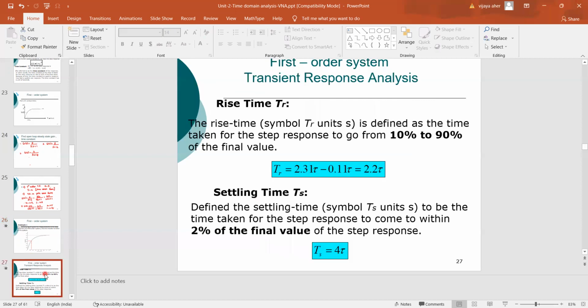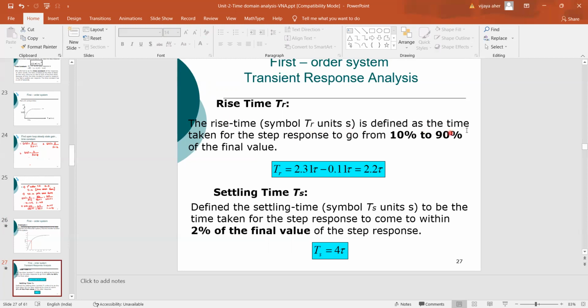Now, some specifications or parameters related to time domain analysis that you are going to study. So, first order system transient response analysis. The first parameter is rise time, denoted by letter TR. You should know the definition of rise time. Students, you are supposed to write this. Rise time is denoted by capital T suffix R, the symbol of rise time, units in second.